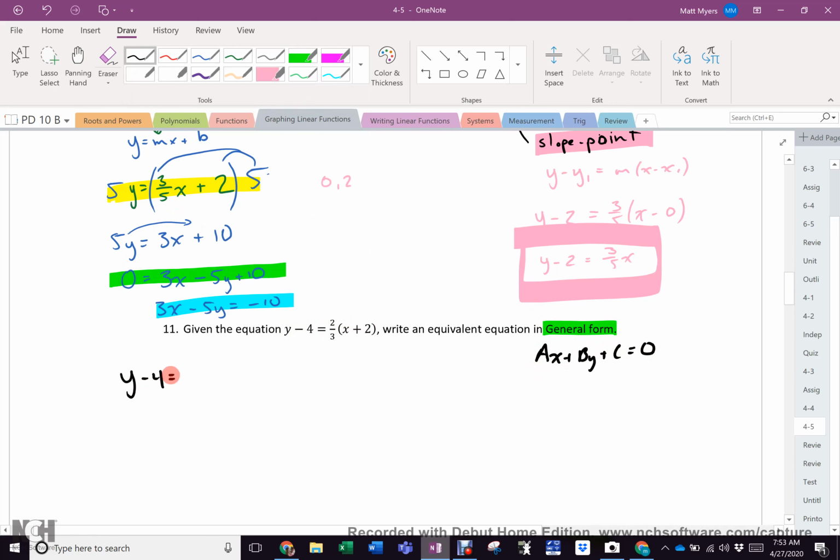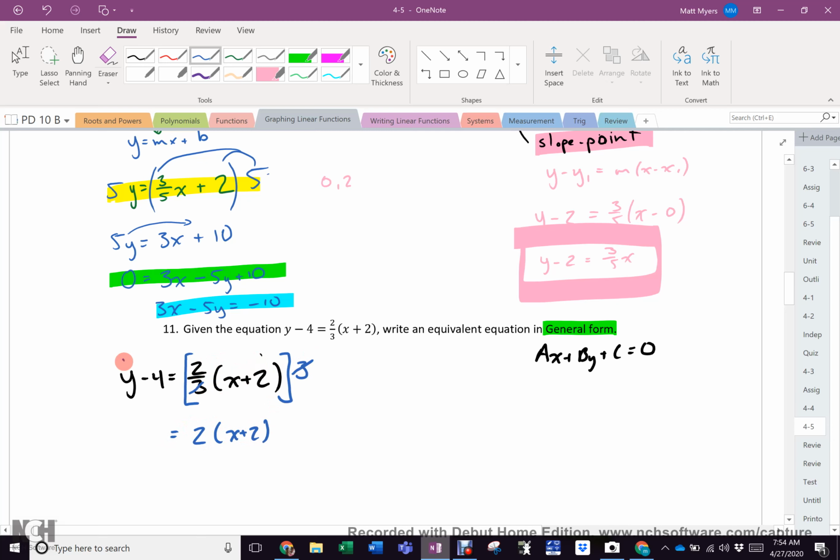y minus 4 equals 2/3 (x plus 2). Now, all of you want to distribute that right away. I know you do. And you can. It will work. But let me show you something. I'm not allowed to have this fraction, am I? So what would happen if I multiplied this side by 3? Would that take care of that fraction? Yes. And now I would have 2 times (x plus 2) because I've taken care of the 3, so I don't have to distribute a fraction.